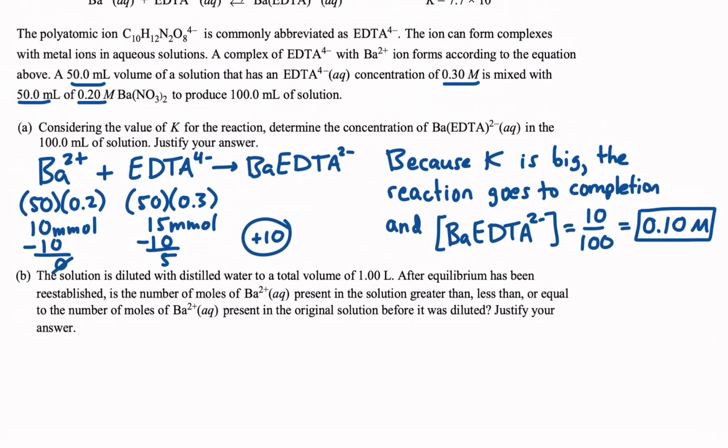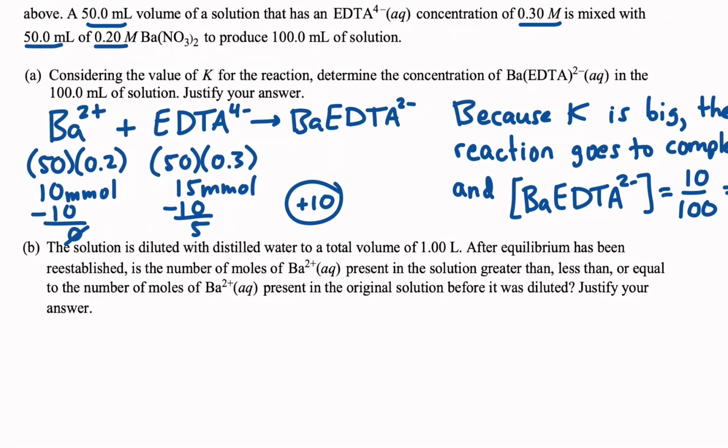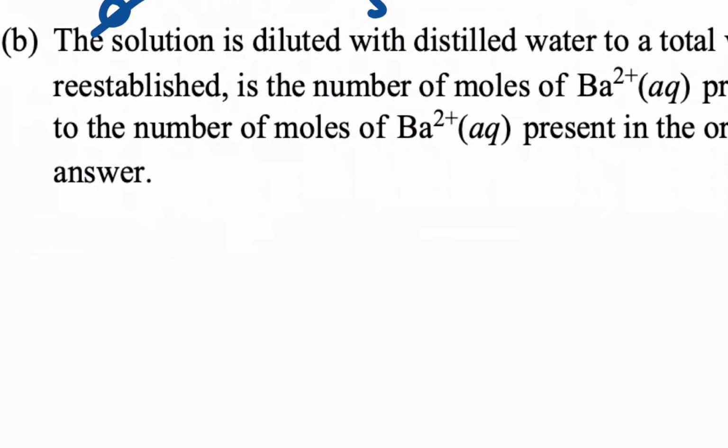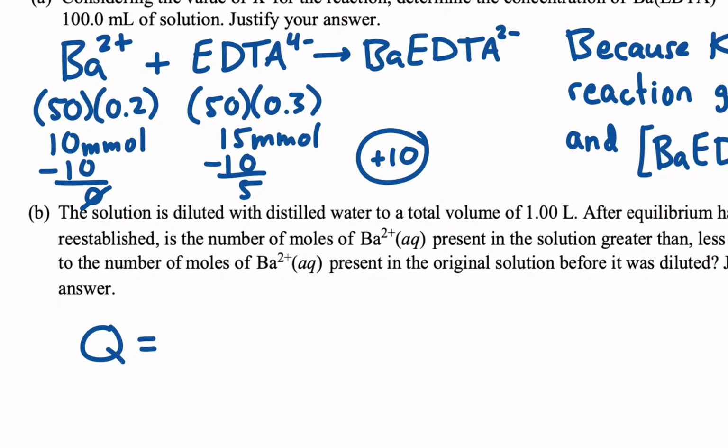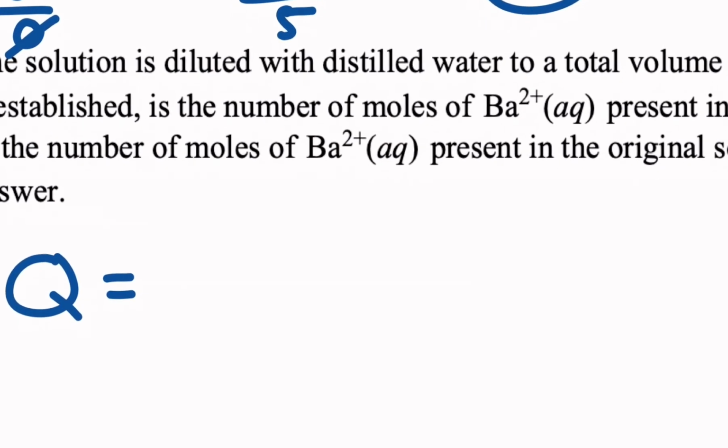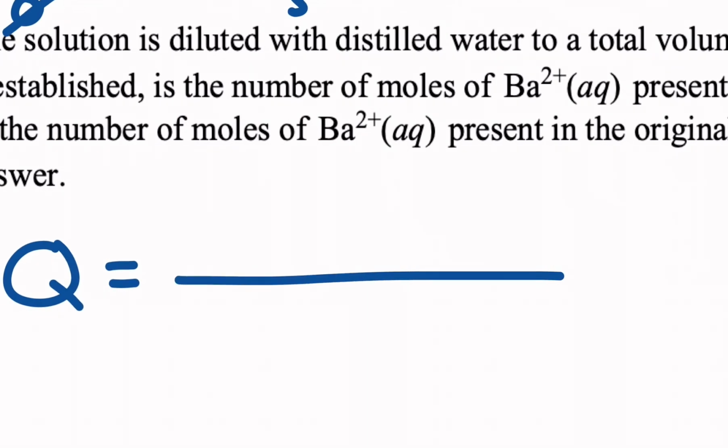Okay, last question. Then they dilute it with distilled water, so the total volume is a liter. It went from 100 mils to a liter. It's much bigger. After equilibrium is reestablished, what happens to the moles of barium? Is it greater, less, or equal to what was there before? This is sort of a Le Chatelier's principle question, but it's a little more quantitative, and for this I'm going to refer to Q. Remember, Q is the same as the expression for K, but it's prior to reaching an equilibrium state. So let me write the expression for the equilibrium constant.